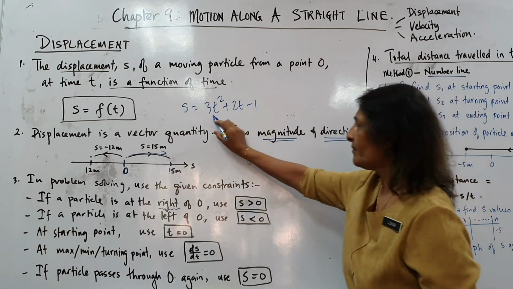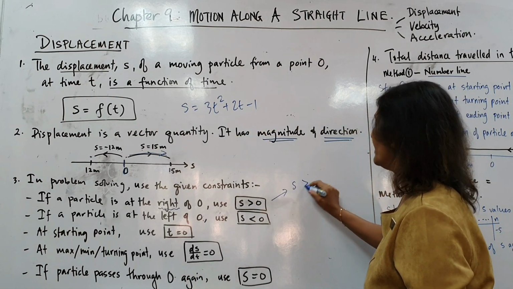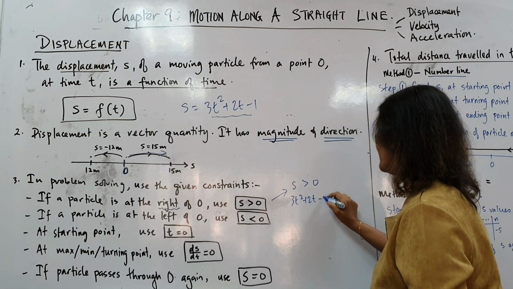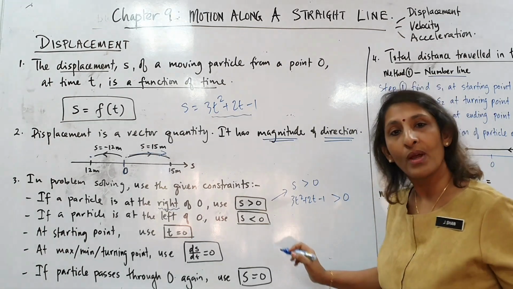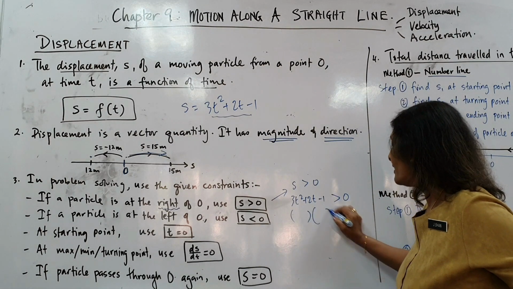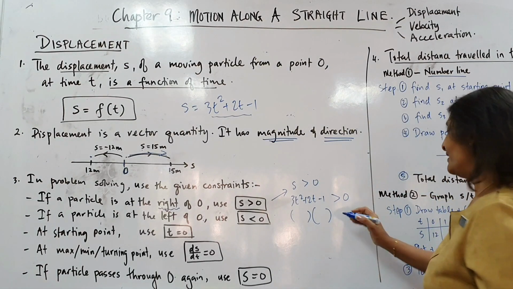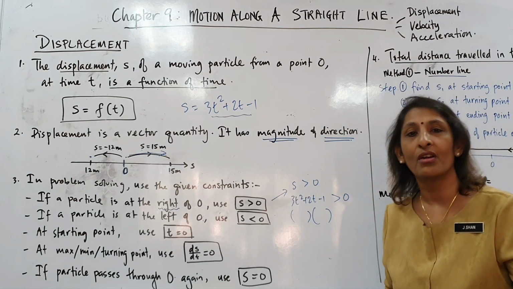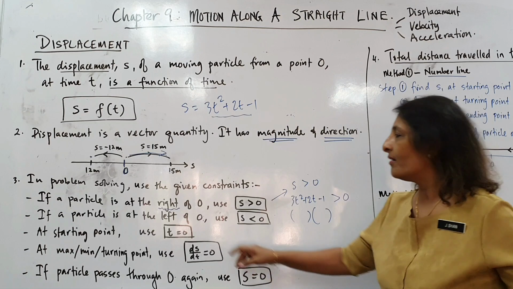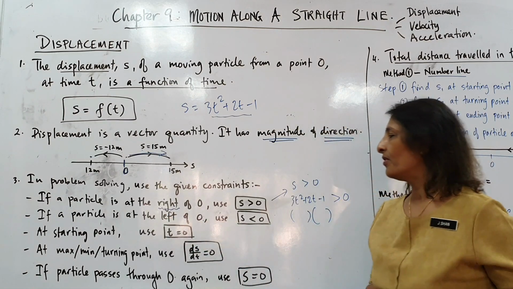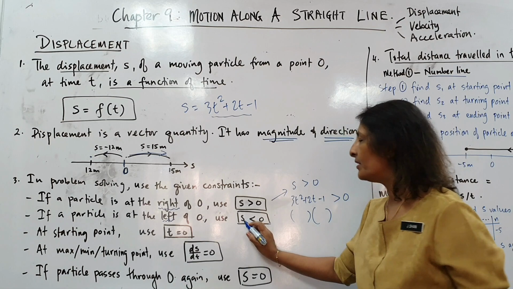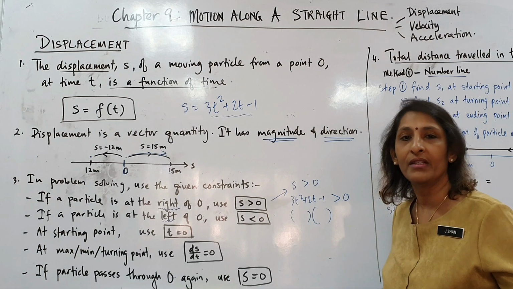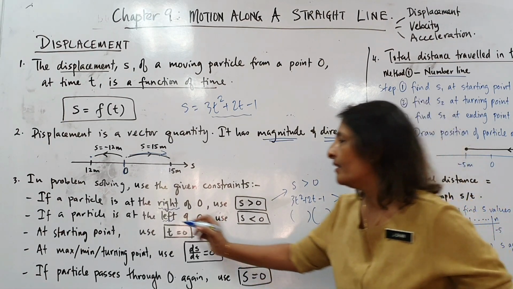In other words, if I use S greater than 0, and S is, for example, 3t square plus 2t minus 1 greater than 0, then this is an inequality. You can factorize and solve it and find the values of t. You use the inequality method and you can get the range of values of the time. Understand? If the particle is on the left of O, on the left side, we will use S less than 0, and we do the same thing and find the values of t.